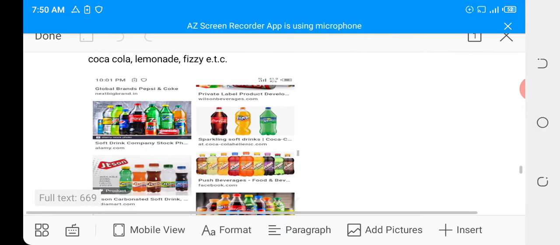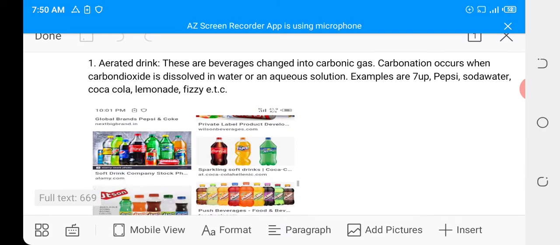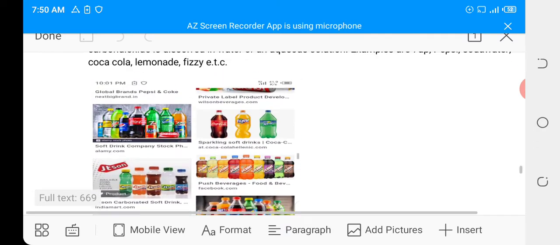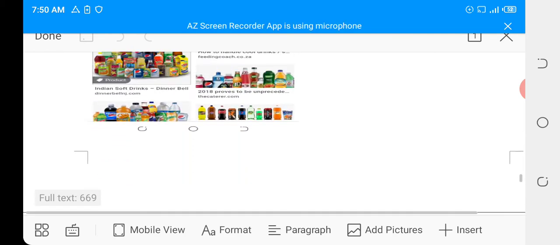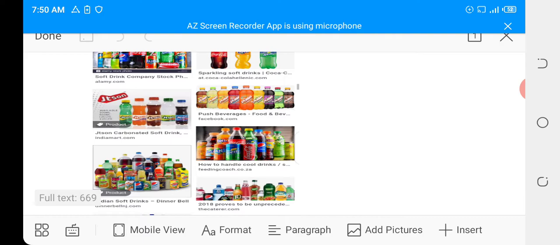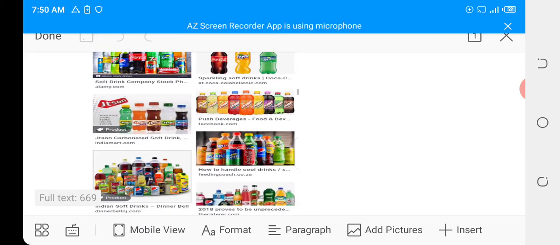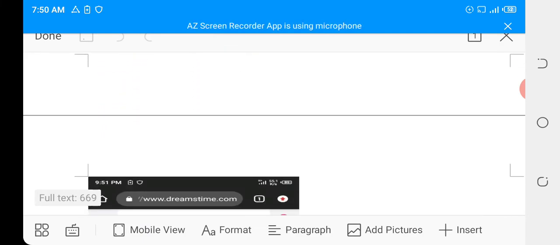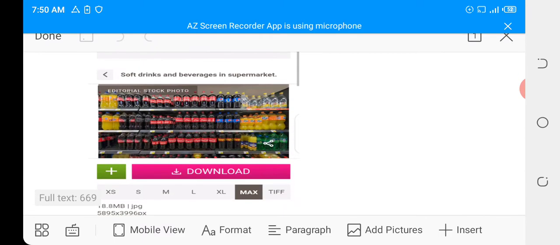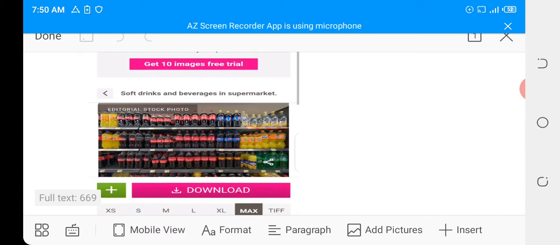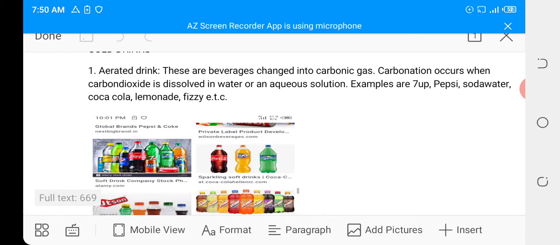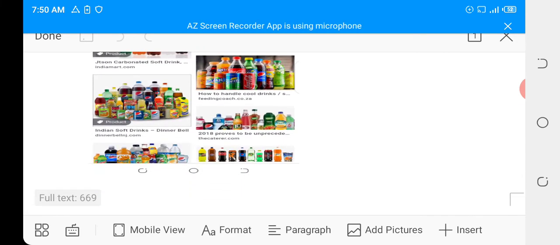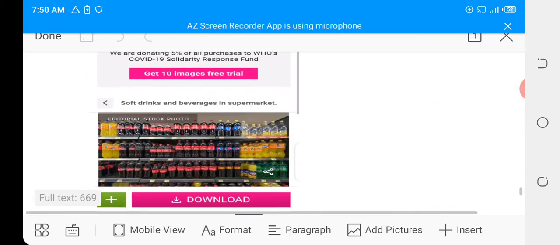Below are pictures showing examples of non-alcoholic drinks, most especially the aerated drinks. These are examples. We have Coca-Cola, we have Fanta, we have Pepsi, and this is from a chiller. The cold drink can be served from where? A chiller or refrigerator. They are usually served cold.